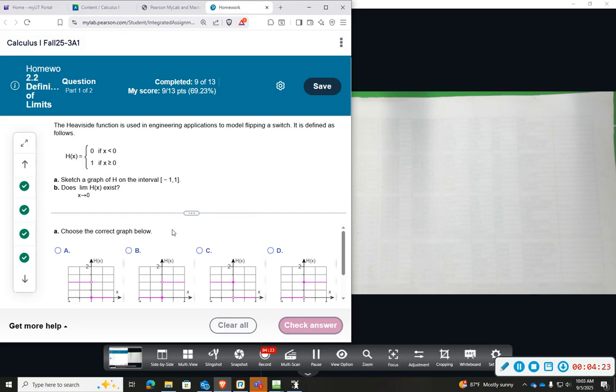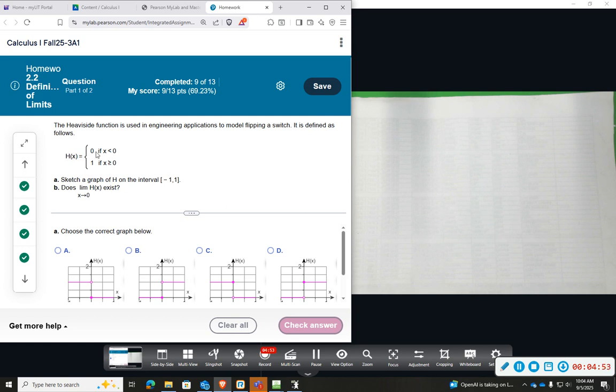We want to look at this graph, and it says the Heaviside function is used in engineering applications to model flipping a switch as the function follows. So we have h of x, 0 if x is less than 0, and then we have 1 if x is greater than or equal to 0. And then it says sketch the graph of h of x on the interval -1 to 1. And then it says, does the limit of h of x exist as x approaches 0?